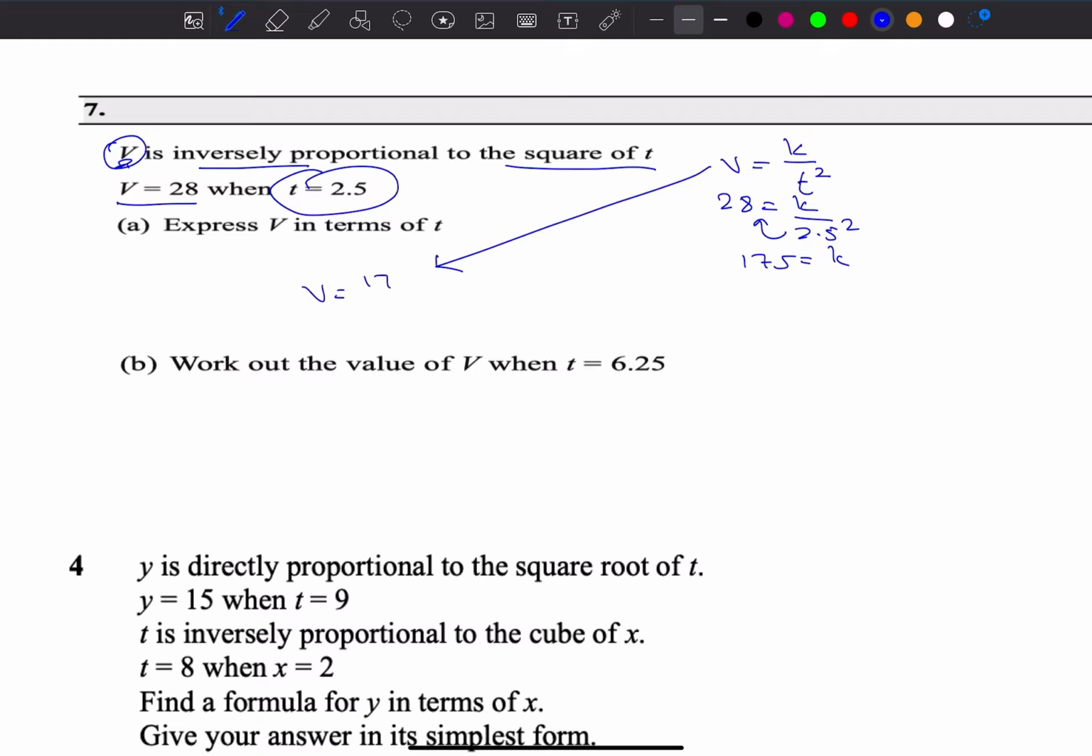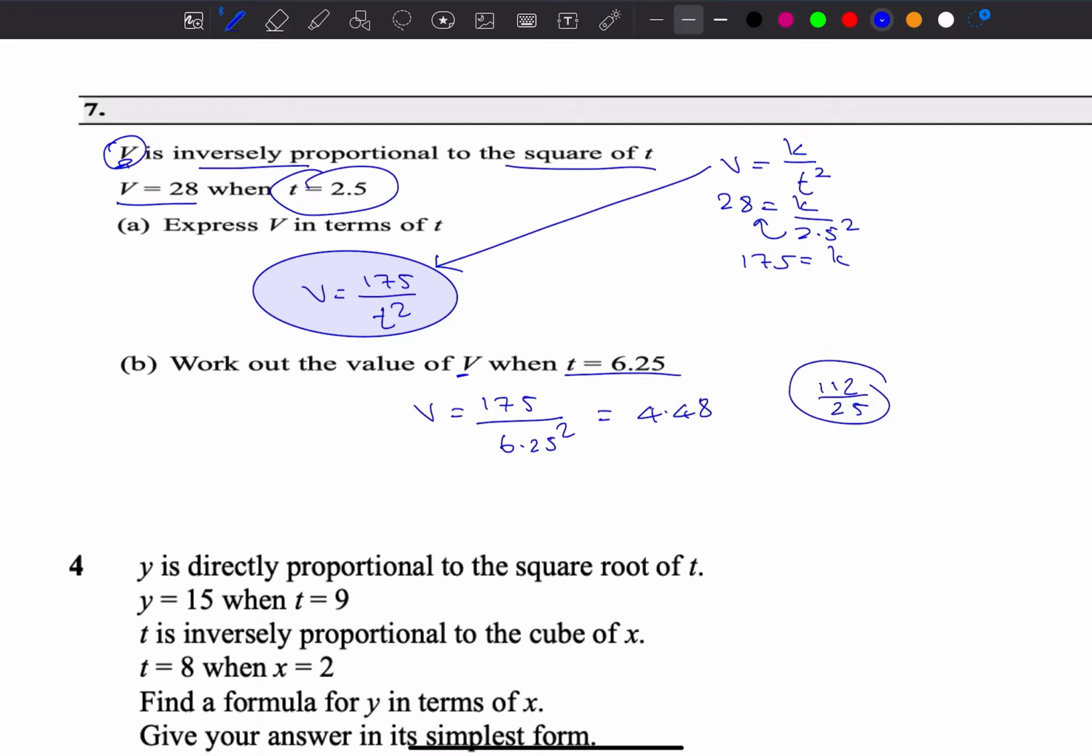Then you want the equation. V equals what? K is 175, so V equals 175 over T squared, and that is what you've got to write. Then find the value of V when T is 6.25. V equals 175 over 6.25 squared, which gives you 4.48, or whatever that fraction is. 112 over 25, that's also fine. Okay, good.